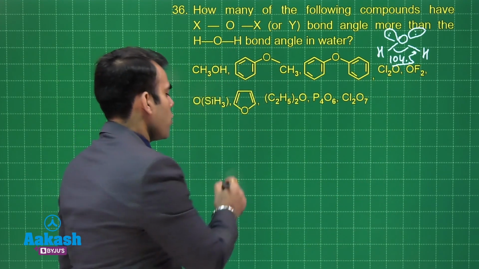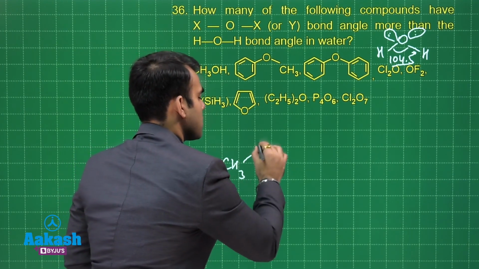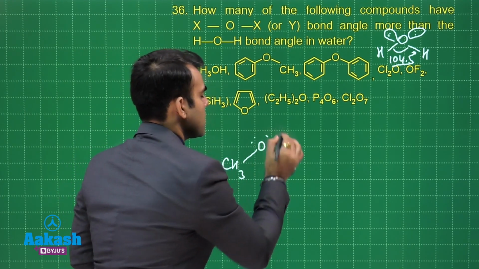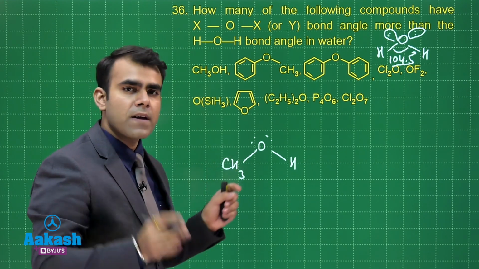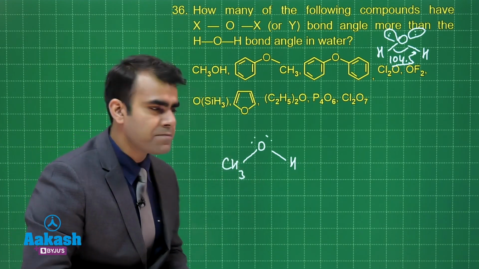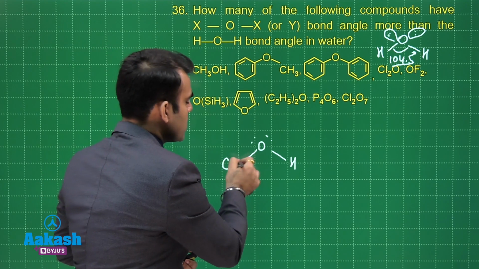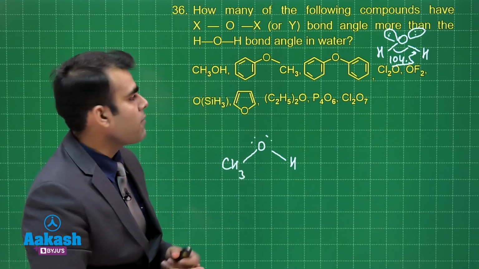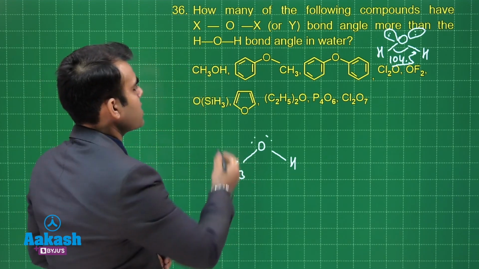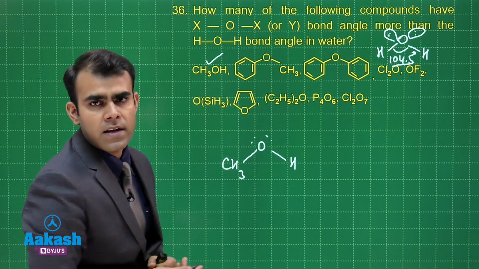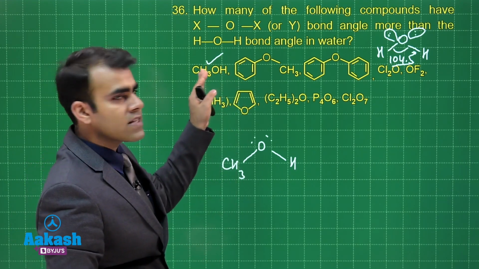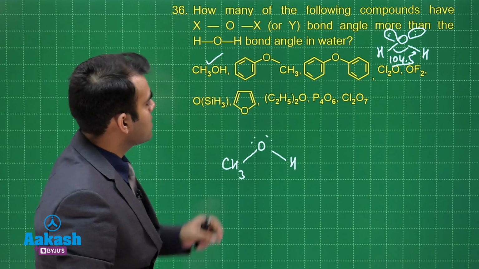Now the first case is CH3OH. As we have an R group here, it means the bond angle is going to be larger. And also this methyl is not that electronegative. So in this case the bond angle is larger. So this is the first case where we will find an angle greater than 104.5.